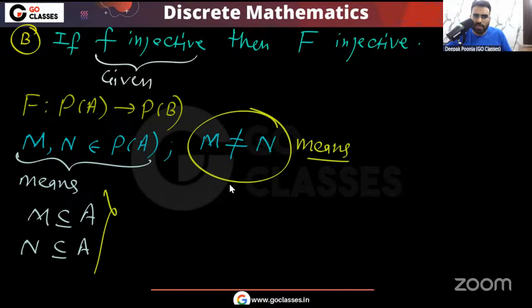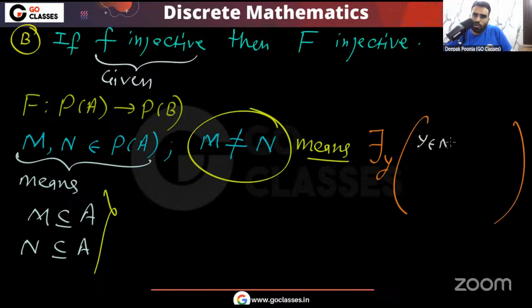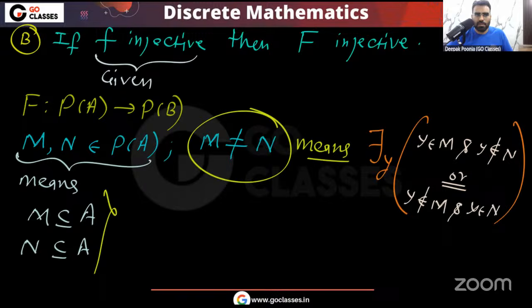So now, if they are different, what does this mean? This means that there is at least one element which belongs to one of them but not the other. Yes or no? See, M comma N are different. It means that there exists an element, let me take that element Y, such that Y belongs to M and Y does not belong to N, or Y does not belong to M and Y belongs to N. Agree? Because these two, M comma N, are sets, remember. They are basically subsets of A.